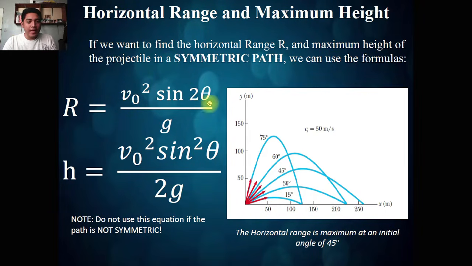Because any theta that is below or above 45 would give you a value of less than 1. And if we multiply less than 1 by v naught squared and divide by g, we will have a smaller value of range. So please take note of this formula for horizontal range and height. And again, to clarify, these formulas can only be used if the landing height and the launching height are the same, the same level.